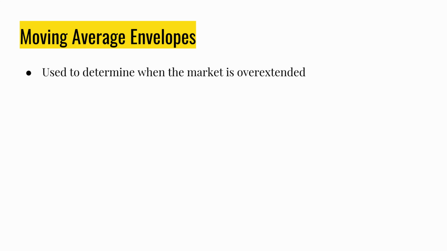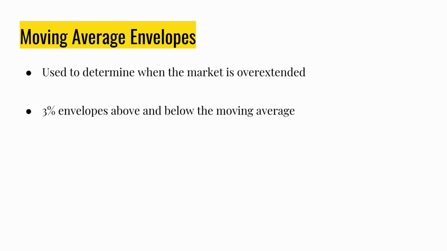A moving average envelope is used to determine when the market is overextended in either direction. The most common moving average envelope is the 3% envelope. This means that the area 3% above and below the moving average will be shaded. For instance, if price reaches the upper portions of the 3% region, then the market is considered overextended, and most likely there will be a decrease in price. Likewise, if price reaches the lower portions of the 3% region, then the market is considered overextended, and most likely there will be a rise in price.